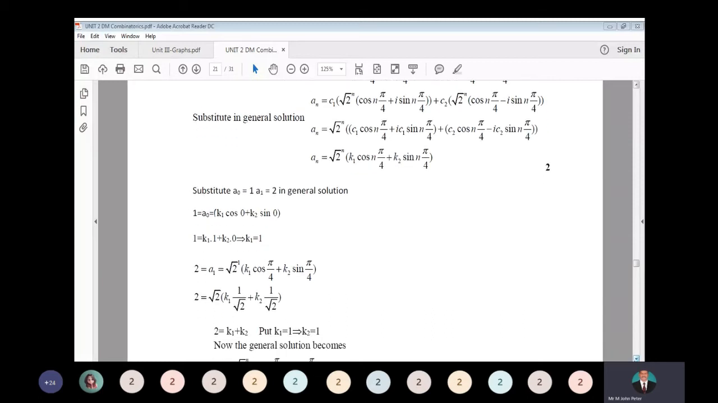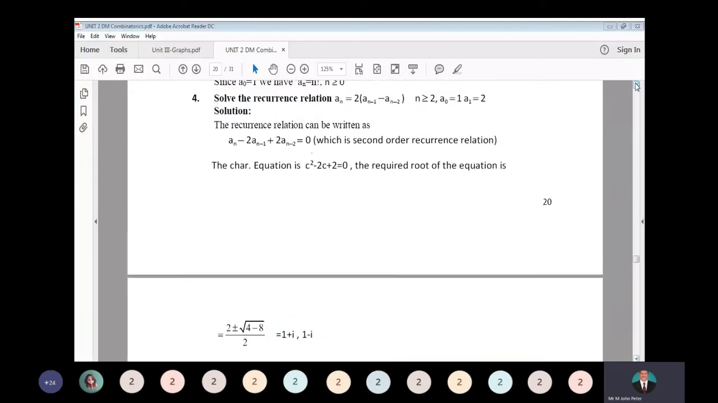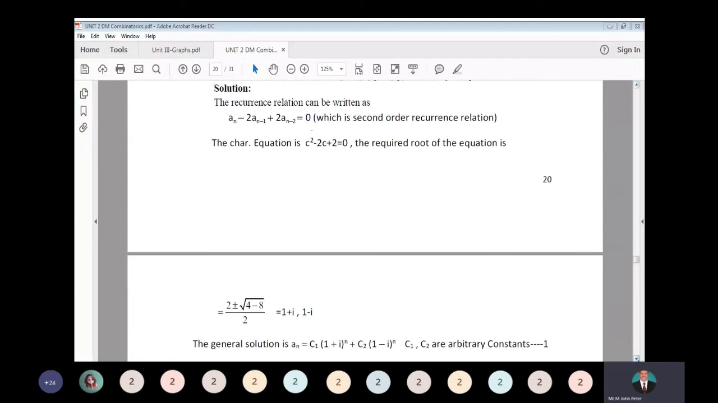Now substitute a_0 = 1 and a_1 = 2 in the general solution. These are the boundary conditions given in the problem, and using them you will get the constants.